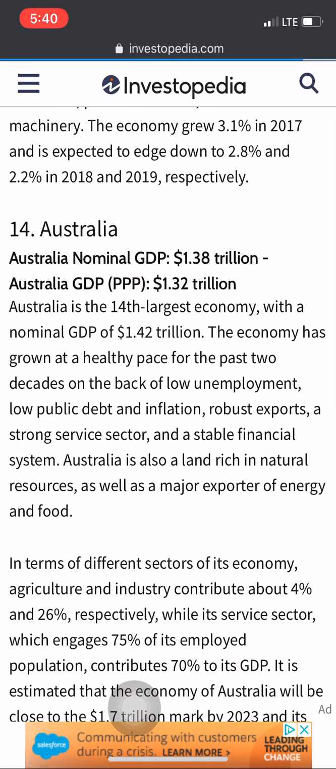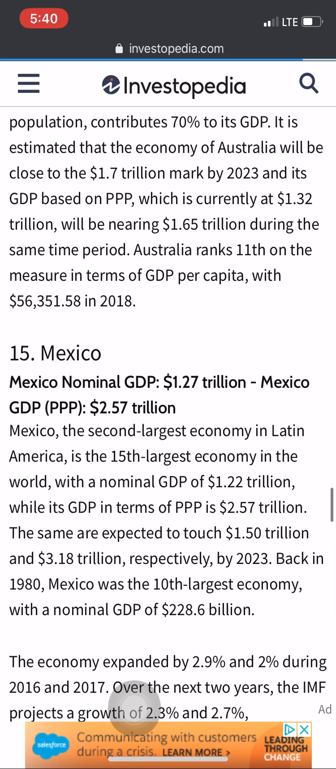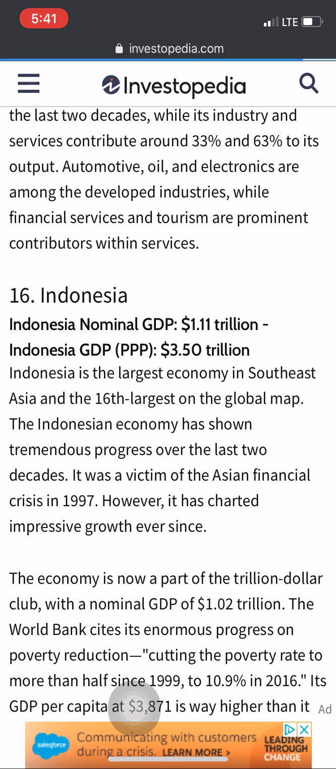Australia, nominal GDP 1.838 trillion, GDP PPP is 1.32 trillion. Not that much of a difference between the two values. Mexico, nominal GDP 1.27 trillion, PPP GDP 2.57 trillion, almost double, right? So less than double. So again, because Mexico is a developing country. Then you have Indonesia, nominal 1.11 trillion, PPP GDP 3.50 trillion, almost triple.